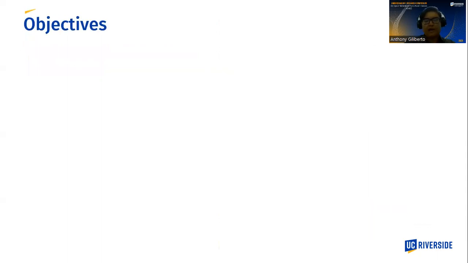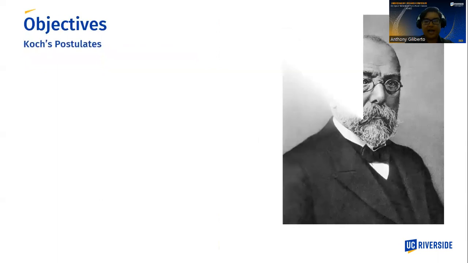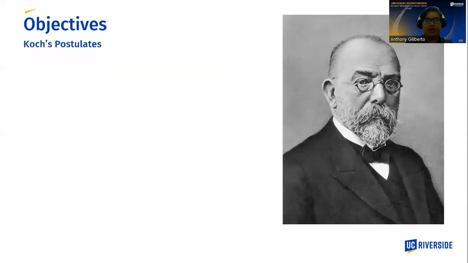So how do you go about determining if a microbe causes a disease? Well, Robert Koch came up with a set of guidelines to help answer that question. You could think of the root nodules as the disease and the bacteria as the ones causing the disease. So our objectives will mimic his postulates.